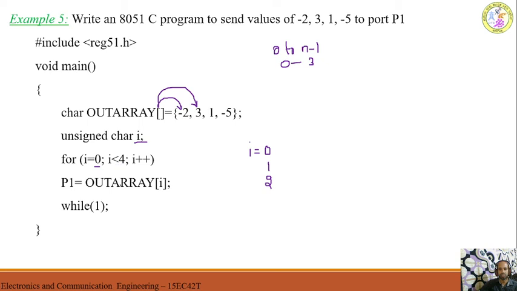Once again you come here. Out array of 2 is +1. Send +1 to P1. Again I is incremented by 1. I becomes 3. 3 less than 4 is true. Once again come here. Out array of 3 is -5. -5 will be displayed. Now I becomes 4. Again check the condition. Is 4 less than 4? No, this condition is false now. Then it will exit the for loop.